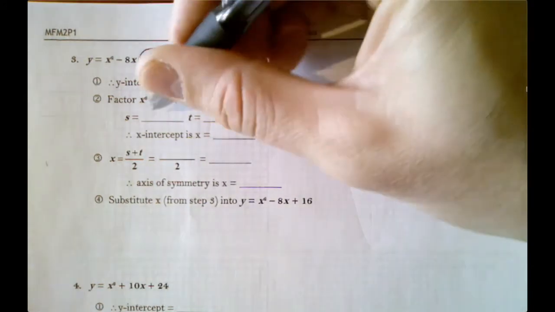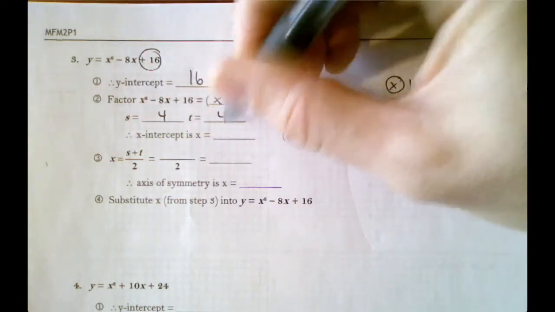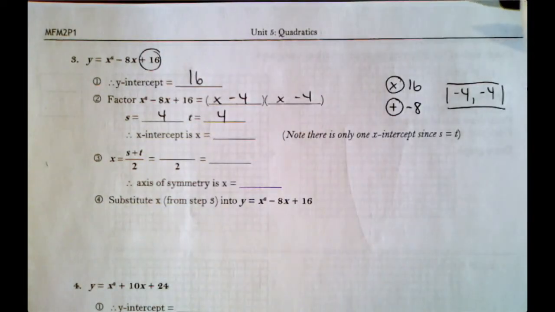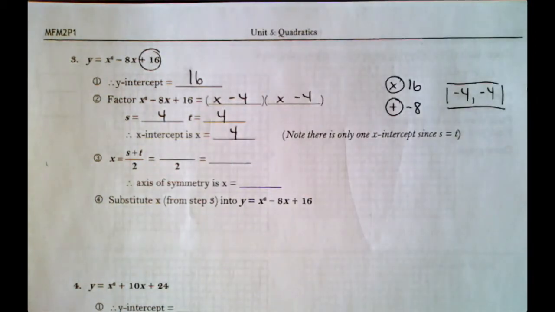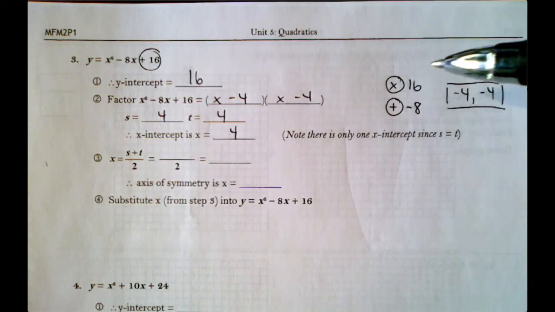To get the x-intercepts, we switch the signs, and we end up with 2 x-intercepts that are the same. They're 4, so we only have 1 x-intercept. It's 4. And if we remember, this means that this x-intercept is the vertex. So the rest should be pretty easy.